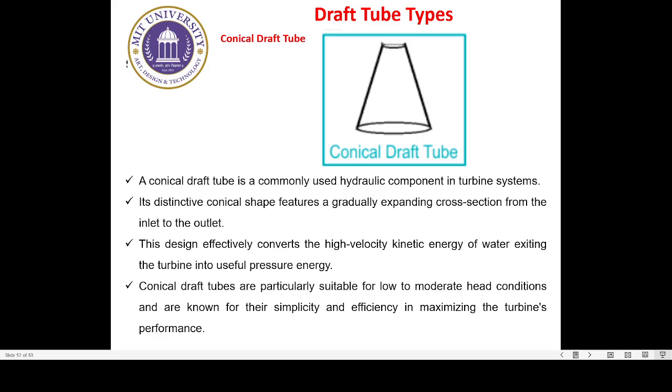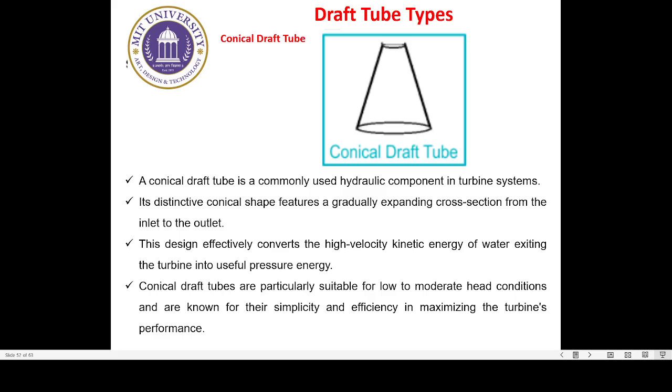It is commonly used as a hydraulic component in reaction turbines. The conical shape features a gradually expanding cross-sectional area from the inlet to the outlet. That is obvious, and can be seen from the sketch. This design helps us to effectively convert the high velocity, that is the kinetic energy of the water leaving the turbine, into useful pressure energy.